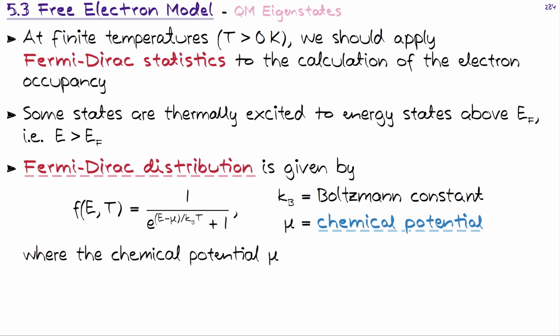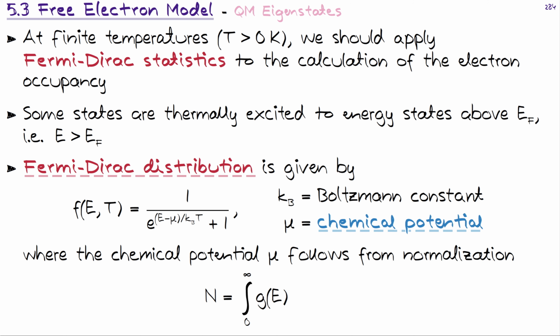And how do we calculate this chemical potential mu or Fermi level? In essence, we can make use of the normalization condition that we have for our system. So we know that in total we have n states, and when we integrate from 0 to infinitely high energy values the density of states G with the Fermi-Dirac distribution, we must come up with exactly the number of states that we have.